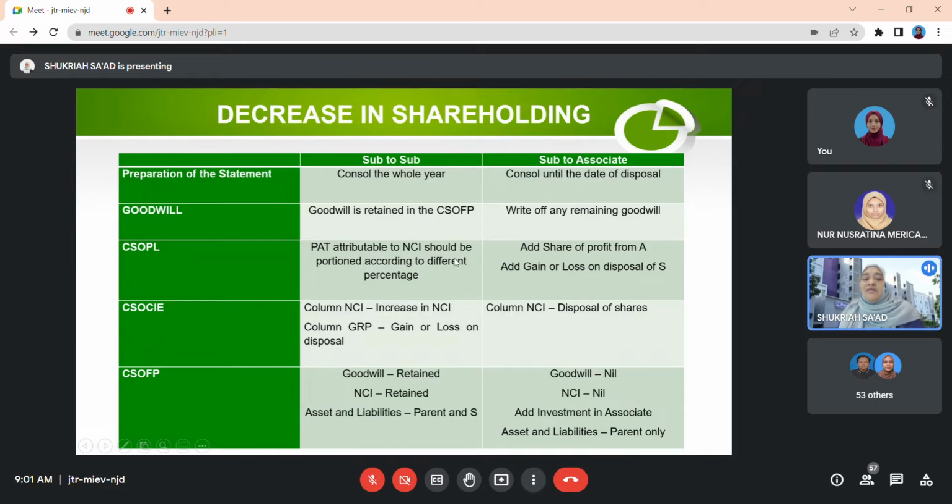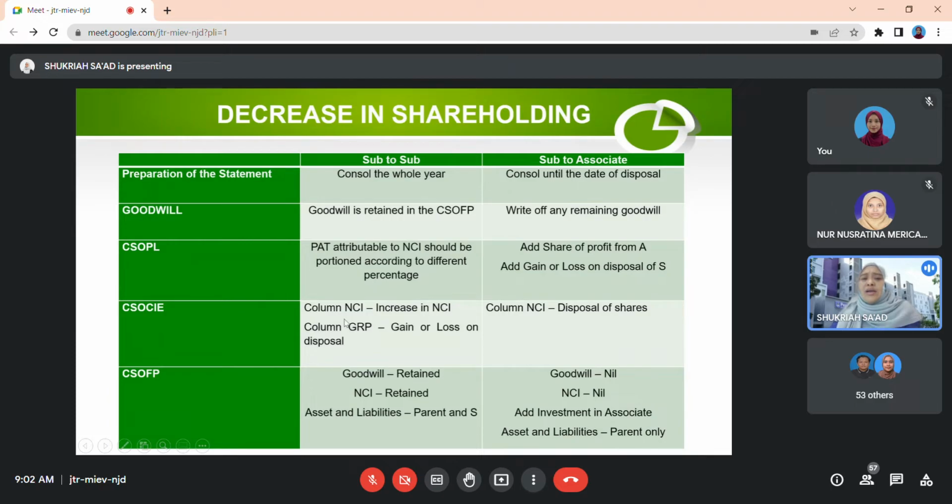Okay, and then kalau shopper, we need to add share of profit from associate. Okay, selepas dia dispose, it become associate. That amount should be add dalam consolidation. Okay, and juga add gain or loss on disposal of subsidiary. Remember tadi treatment gain or loss? Okay, untuk sub to associate, gain or loss should be reported dalam shopper. Okay, not for sub to sub. Sub to sub should be treated as equity. That's why tak ada dalam sub to sub.